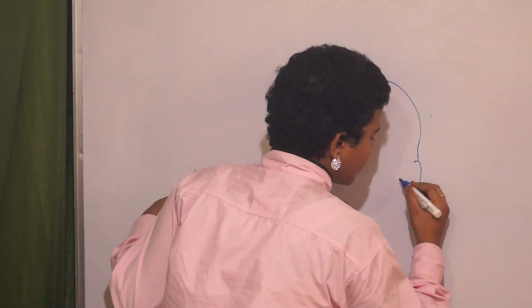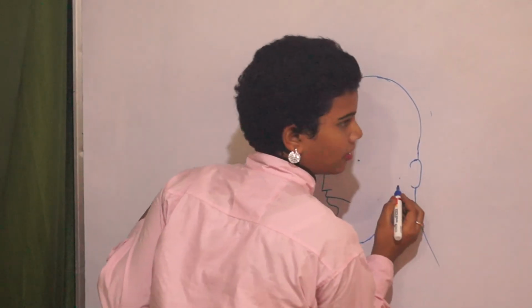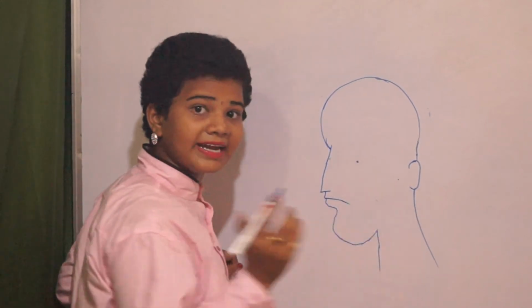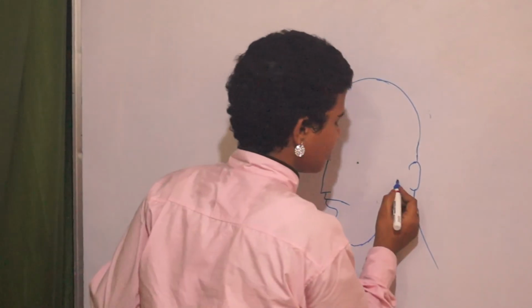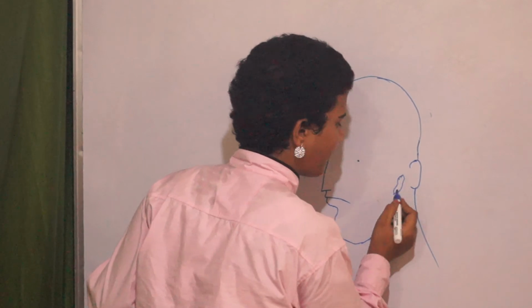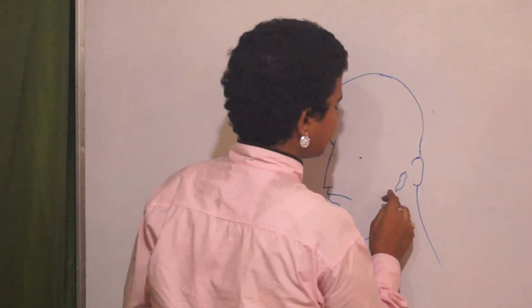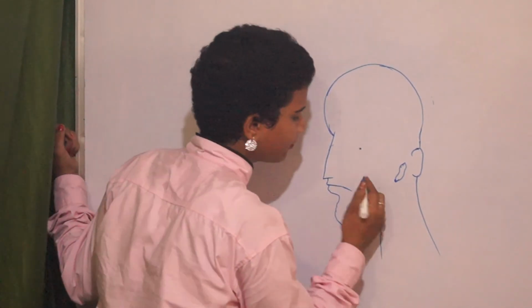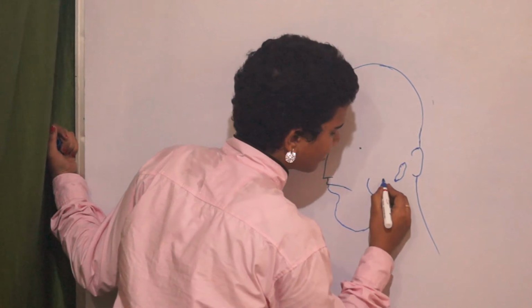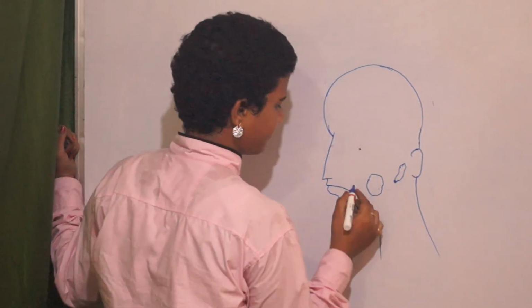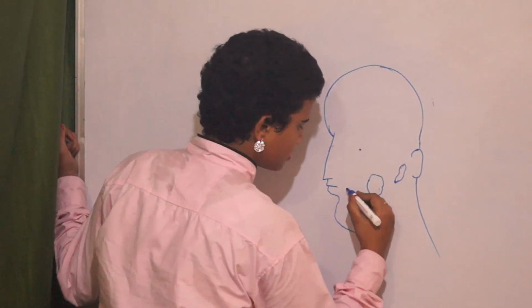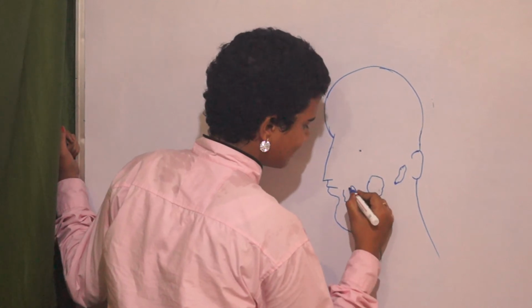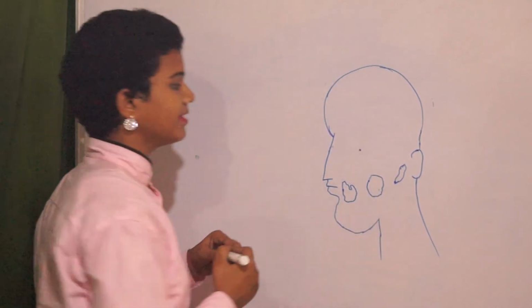Here, somewhere here in the interior of earlobe, you can find the parotid salivary gland. And the submandibular salivary gland you can find somewhere here. Here you can find the sublingual salivary gland, which is the 3rd salivary gland.